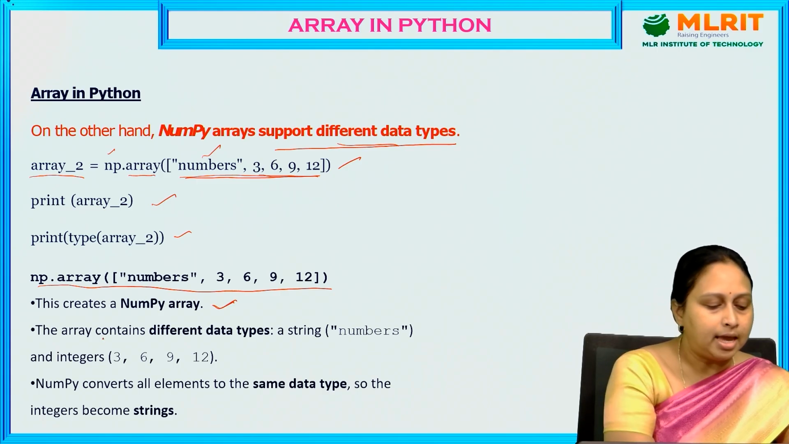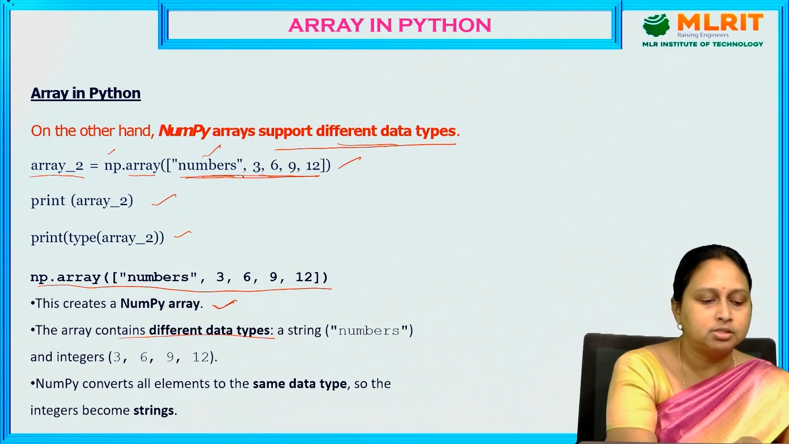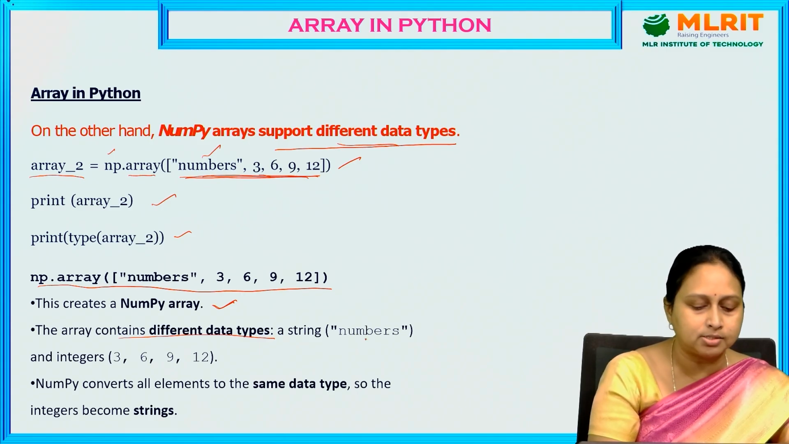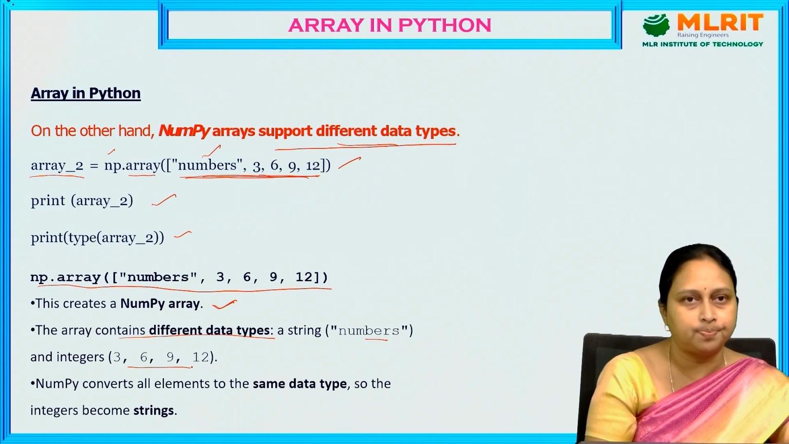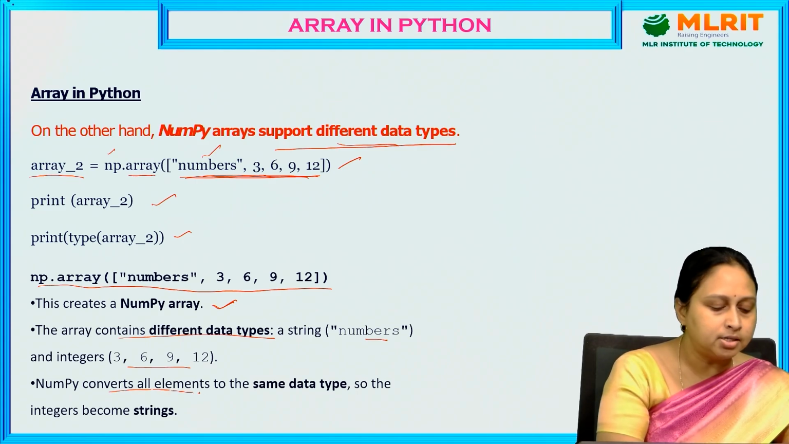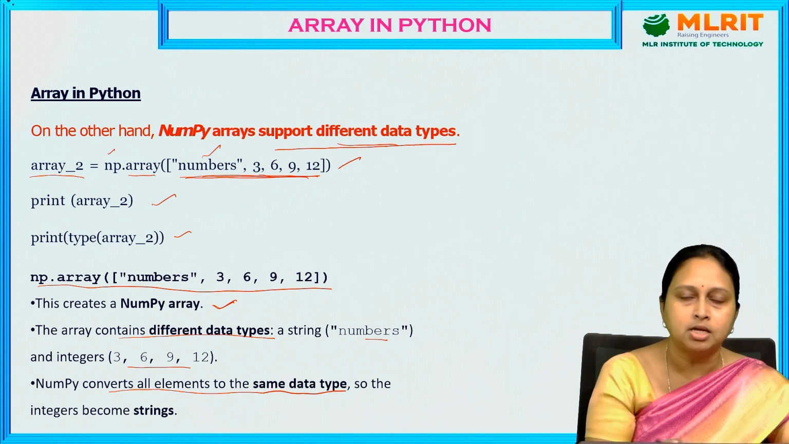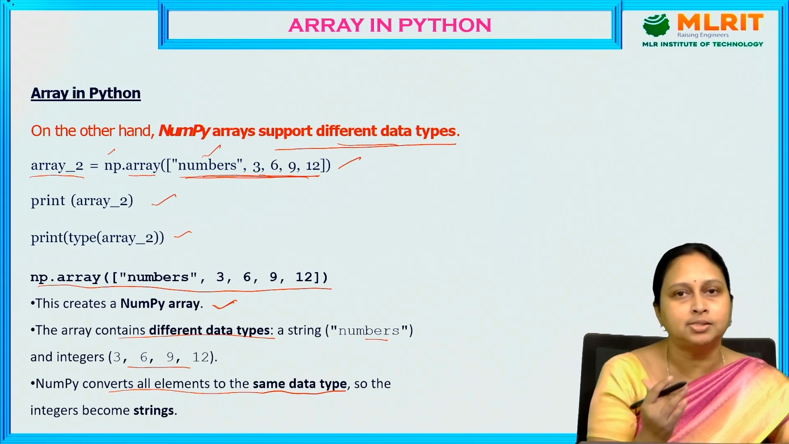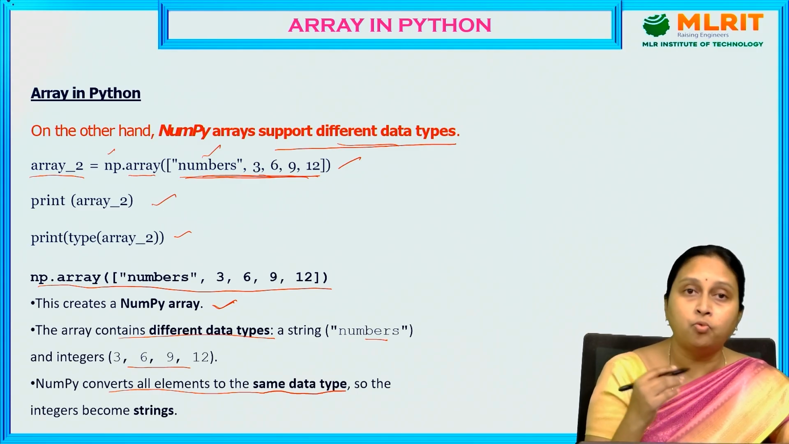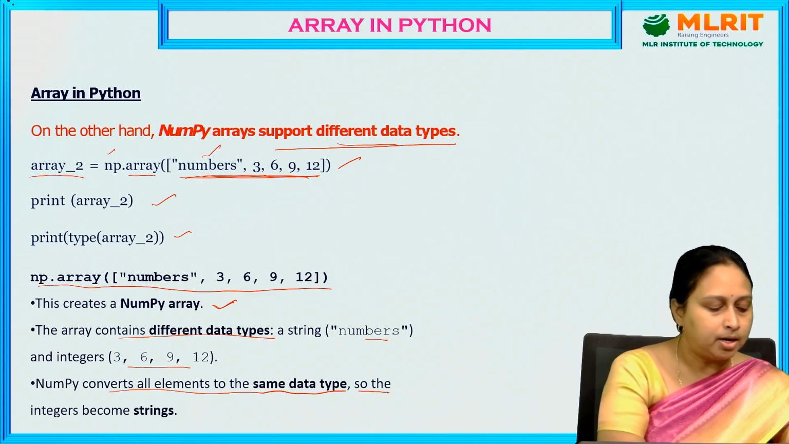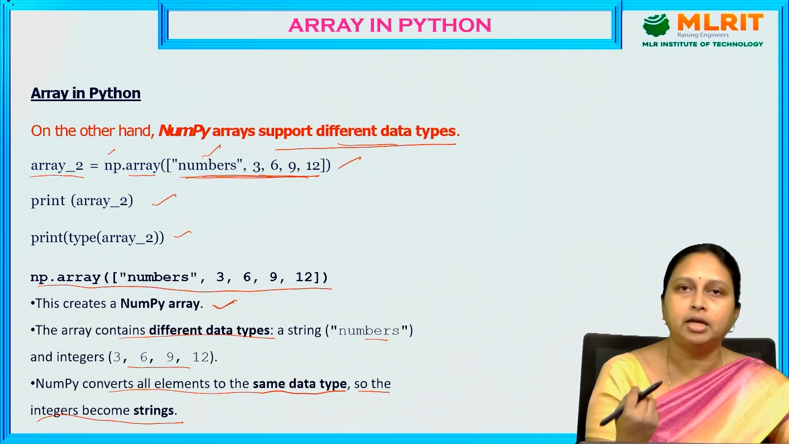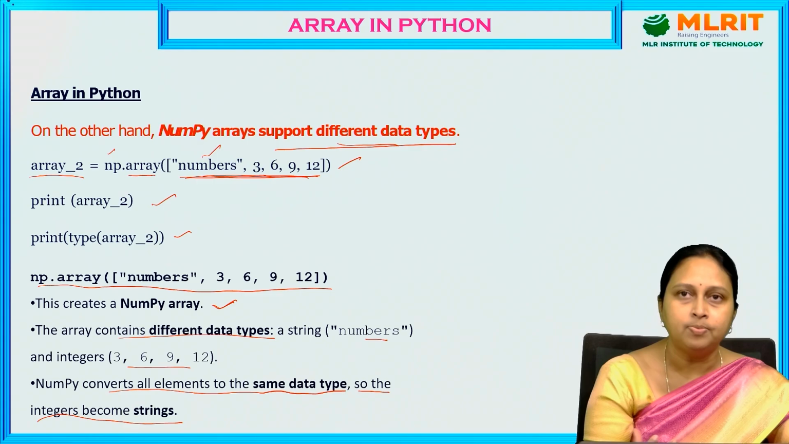Then the array contains different data types. As you have seen, it is having different data types, numbers and integer values also. Now, NumPy converts all elements to the same data type. Now, we are having different data types. What NumPy is going to do is convert all the elements into the same data type. Into what data type will it be converting? So, the integers become strings. Whatever integers you find in the array, all those are going to be converted into strings, right? That is the purpose of a NumPy array here.